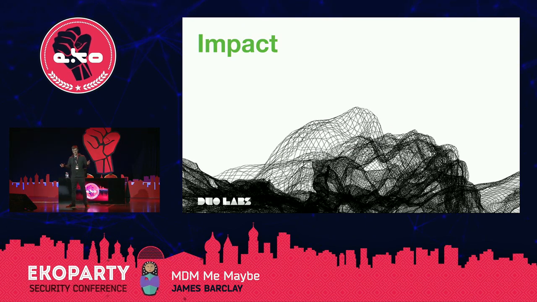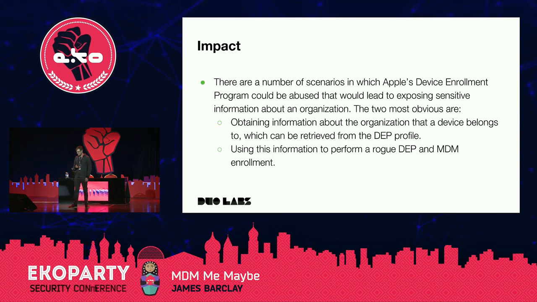So next I'm going to talk about the impact of some of this research. So we basically see two scenarios where this could be leveraged by an attacker to expose sensitive information about an organization. Initially, just obtaining the DEP activation record could allow an attacker to build up a data set or expose information about the organization that owns a particular device.